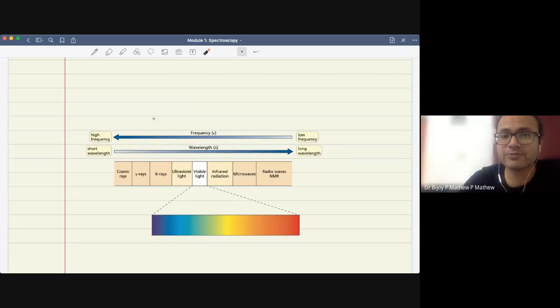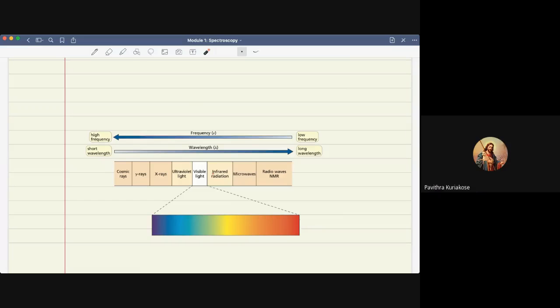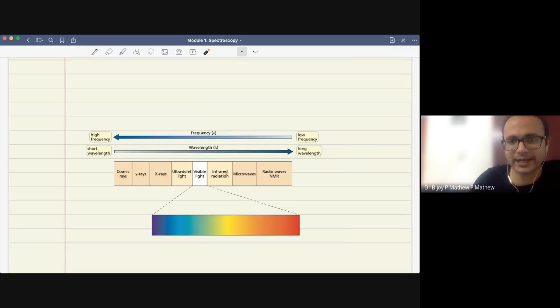So infrared, when it interacts with matter, what does it cause to the matter? Like when I talk about an organic molecule, any organic molecule, when the infrared is made to be incident upon the organic molecule, what does it cause to happen?